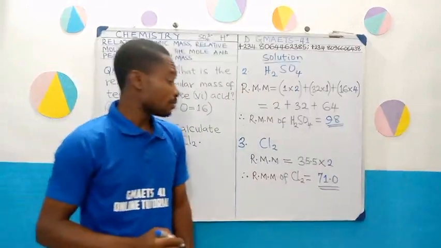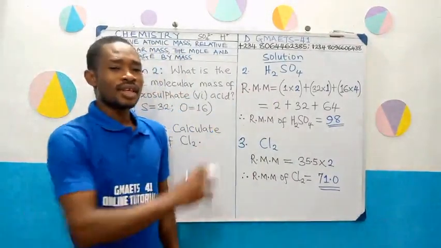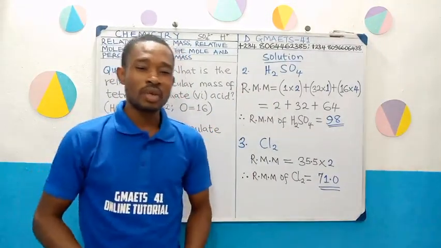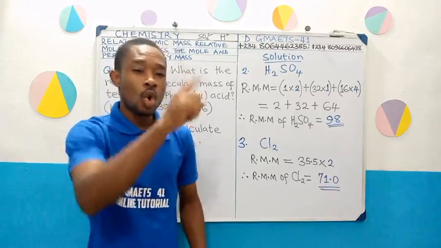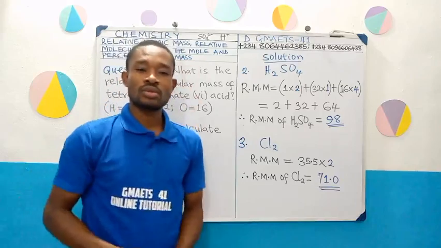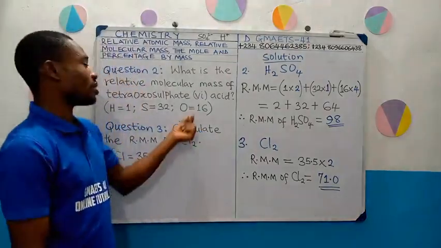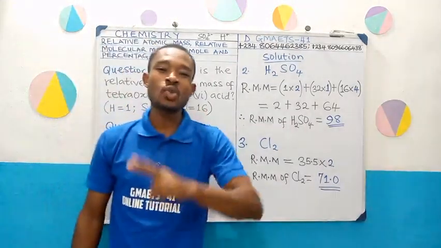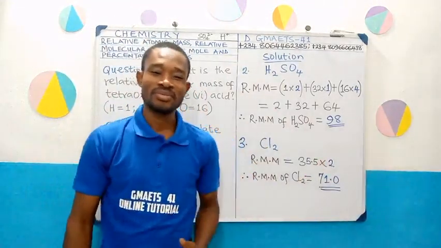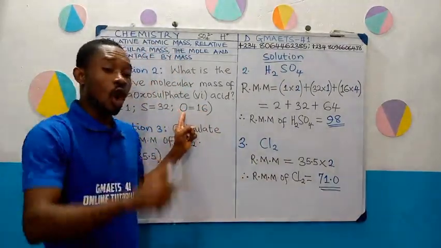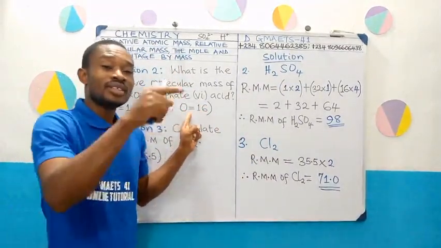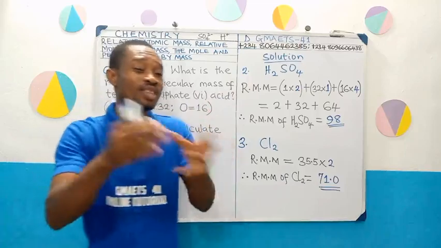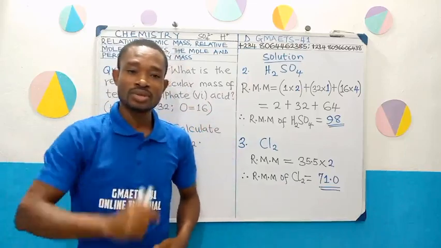Alright, 71. So looking at this, what do you think would be the relative molecular mass of oxygen molecule, O2? O2 is going to be relative atomic mass of oxygen, which is 16, times what? 2. You get 32. So while the relative atomic mass of oxygen atom is 16, that of oxygen molecule is what? 32, because oxygen molecule is O2.